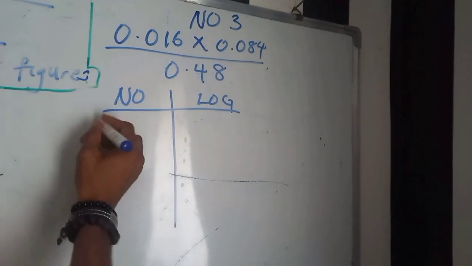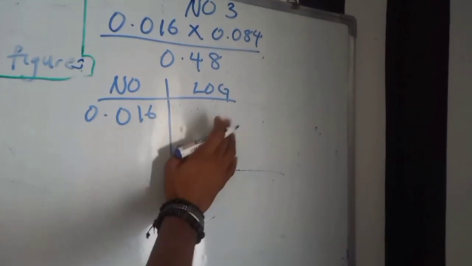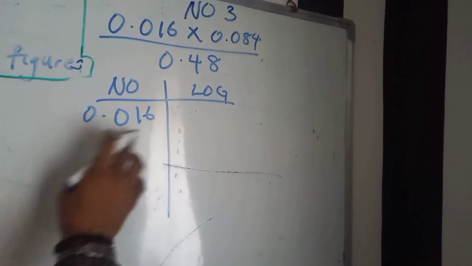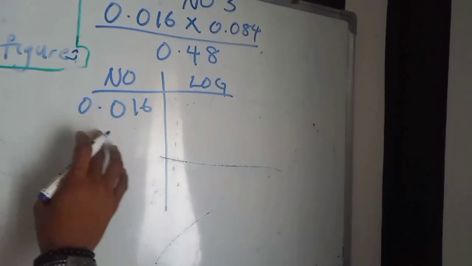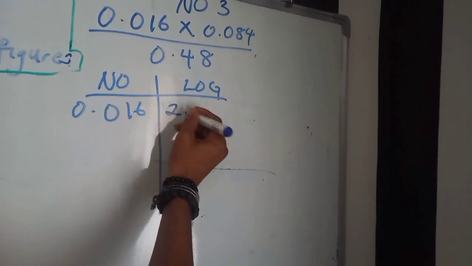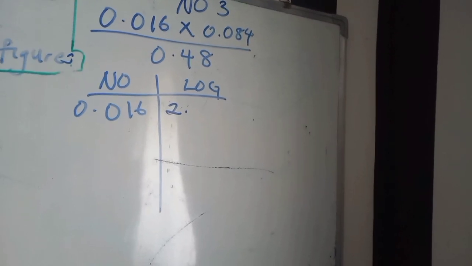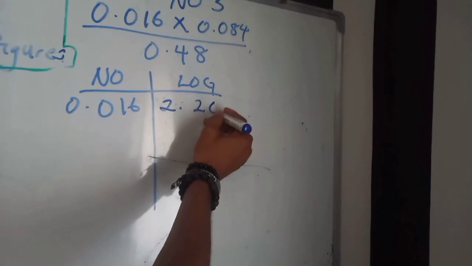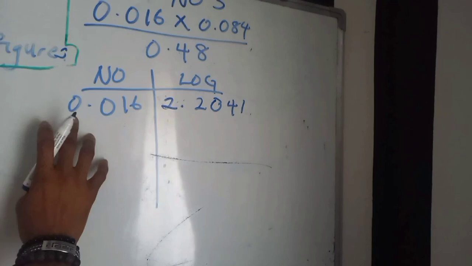Back to my number 0.016. I am to find the characteristic and the mantissa here. Since there are zeros that come before the numbers, I will count the zeros as my characteristic. How many zeros are here? 1, 2. So my characteristic is bar 2. Then I find the mantissa, the logarithm of 16. The logarithm of 16 is 2041.